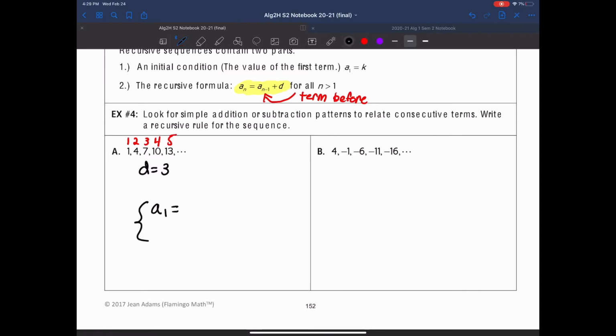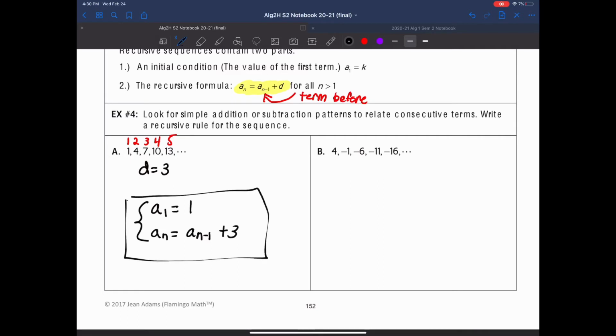So a sub 1, the first term, is equal to 1, and my rule is going to simply be a sub n is equal to a sub n minus 1. I'm not going to plug anything in there because this is, again, the rule. I'm not writing any specific number here. And I'm just going to add the common difference, which I know is 3. So the recursive rule for this sequence is a sub 1 equals 1, and then a sub n equals a sub n minus 1 plus 3. And that's it. I'm done.